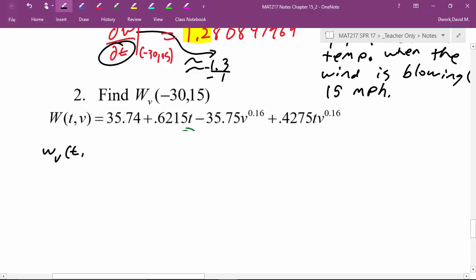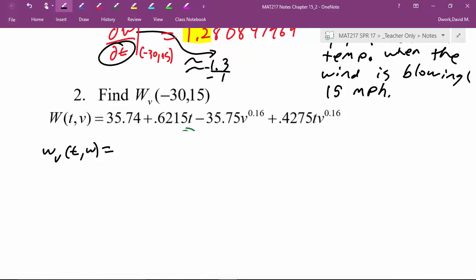It's harder on the screen. I can't look up too high. So I just did that. All right, now the derivative. We're looking for v's. This first term doesn't have a v, so that's 0. Next term, no v's. That's a 0. Next term, yes v's. Okay, so here we go. This is a negative 35.75 v to the 0.16.